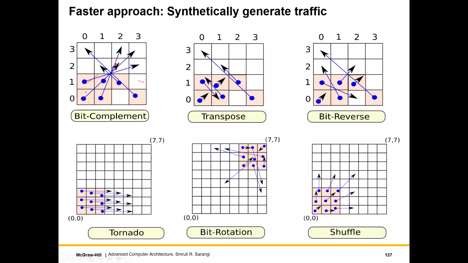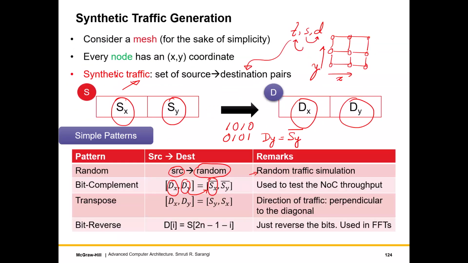Clearly I can't show every cell, that would clutter up the diagram, but you get the pattern that messages from here will go all the way deep down here, messages from here will go deep down here. So this is like thoroughly stress testing the throughput of the network, particularly around the center, right? That is why the bit complement pattern is primarily used as an NOC throughput testing device.